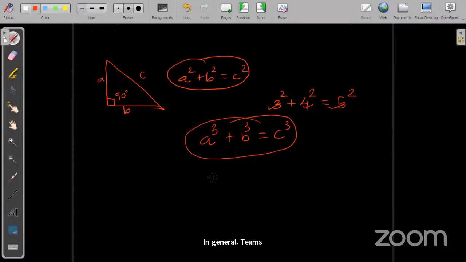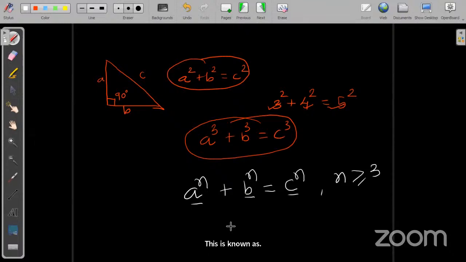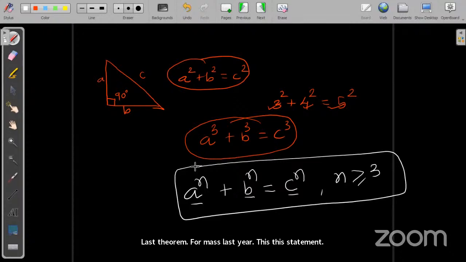In general, I can ask the same question: are there any integers a, b, c such that a power n plus b power n is equal to c power n, where n is greater than or equal to 3? That means for 3, 4, 5 and so on, if you increase the number, are there any such integers possible for a, b, c? This is known as Fermat's last theorem.